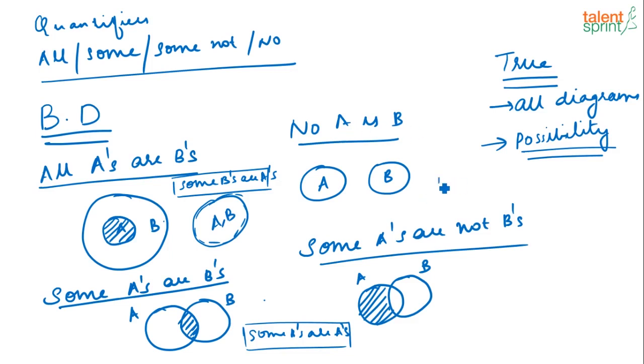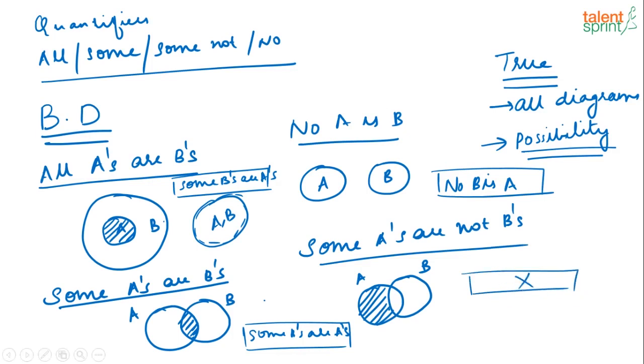Now, no A is B, or what can I say? I can conclude that no B is A. That is another definite conclusion that you can make from this statement. Now some A's are not B's. From this there is no conclusion that you can make. No other conclusion you can say using this statement. So keep these in mind.